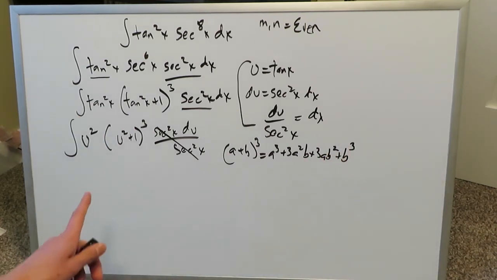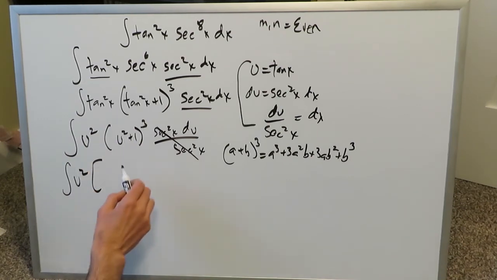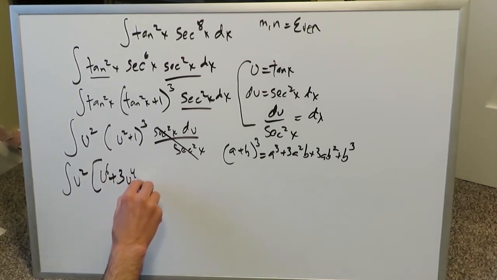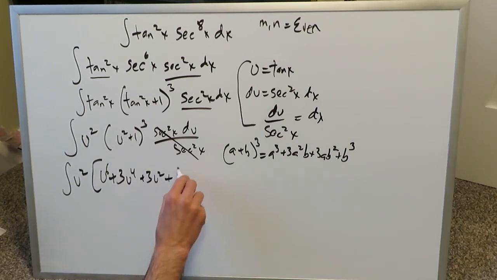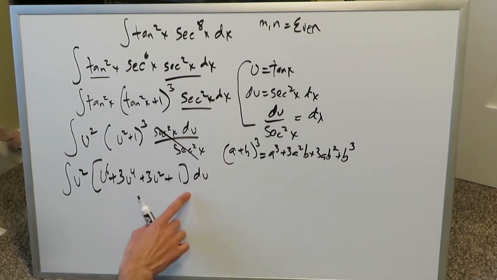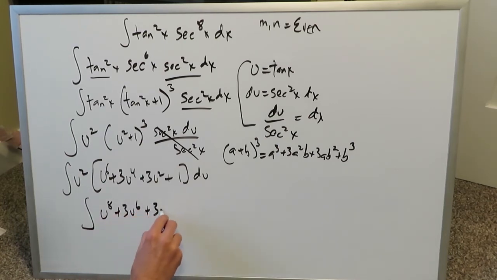And you have to run this through that. When you open it up, you'll get u square, and here you'll get u to the 6 plus 3u to the 4 plus 3u square plus 1 du. If you've done this correctly, I believe I have, then you'll end up with the right answer. And then you open it up, you'll get u to the 8 plus 3u to the 6 plus 3u to the 4 plus u square du.